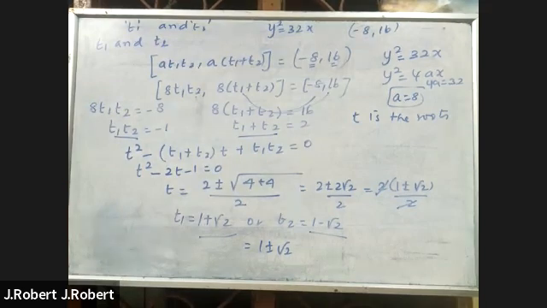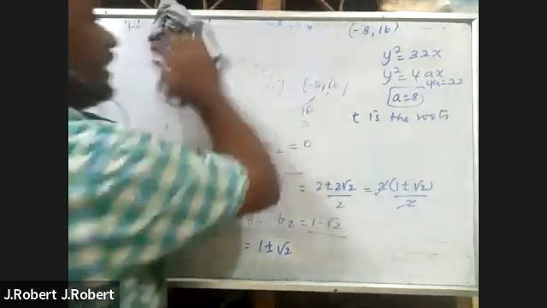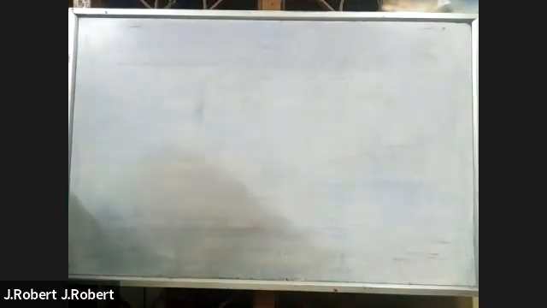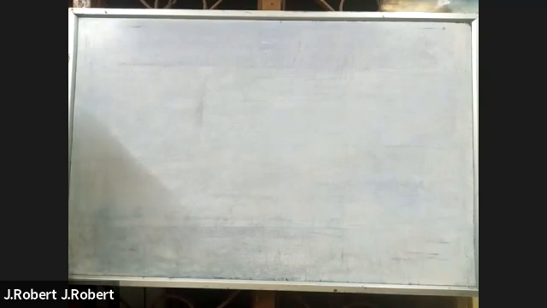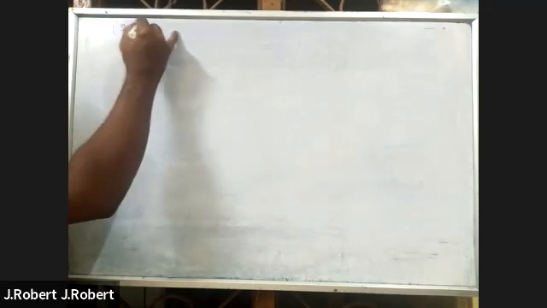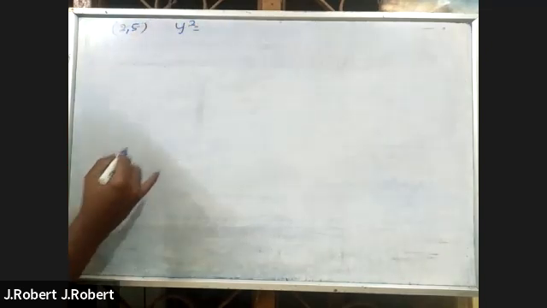The next one. Find the length of the chord of contact of the tangents drawn from the point 2,5 to the parabola y squared is equal to 8x.